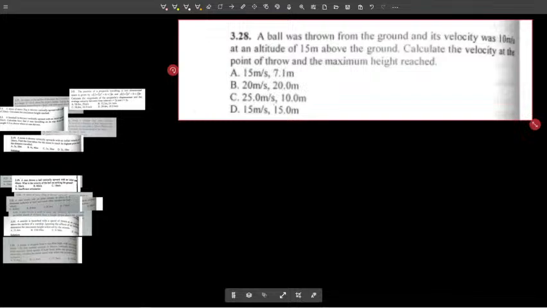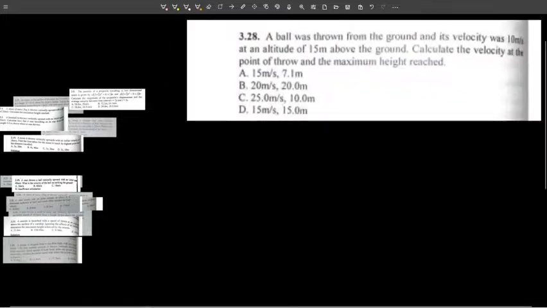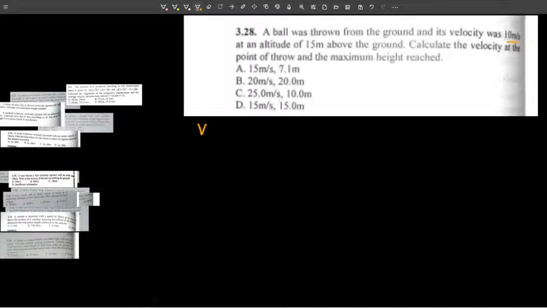It said a ball was thrown from the ground and its velocity was 10 meters per second. So it was thrown from the ground. Okay, so that means it was thrown up. At an altitude of 15 meters above the ground. So it was thrown with this velocity. Okay, so that's the initial velocity, V naught. That is 10 meters per second.